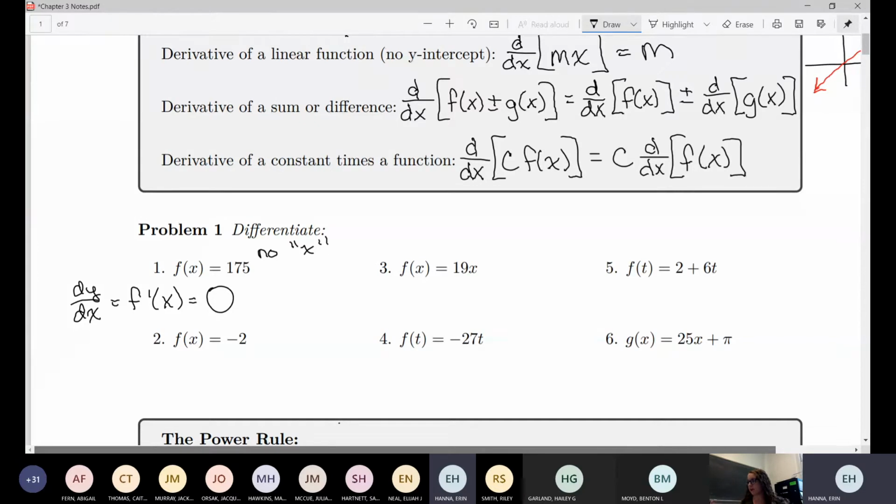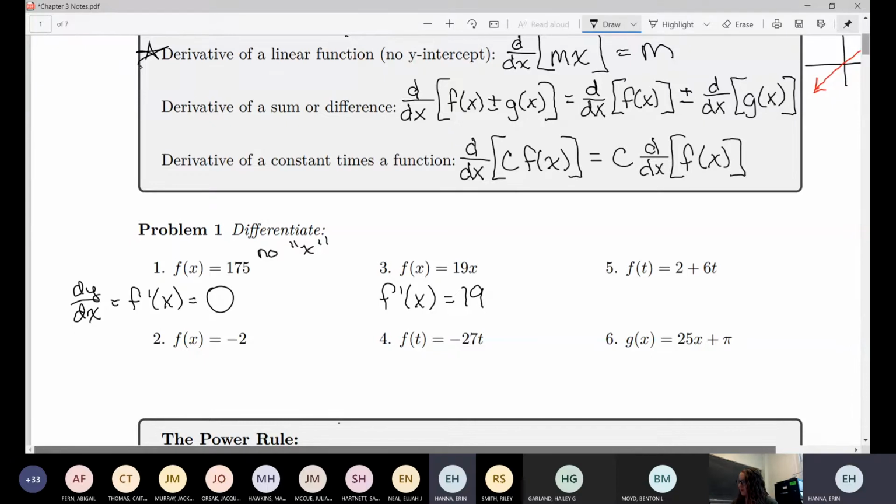As opposed to number 3, where we have 19x. So now it's not just a constant. Now we have this second rule situation going on, the derivative of a linear function. So I have some m times x. I used m in that one because that's usually how you write a linear function, mx plus b. We just didn't include the b in that one. So m is our slope here. Then the derivative of this guy would just be 19. So the derivative of something times x is just that number.